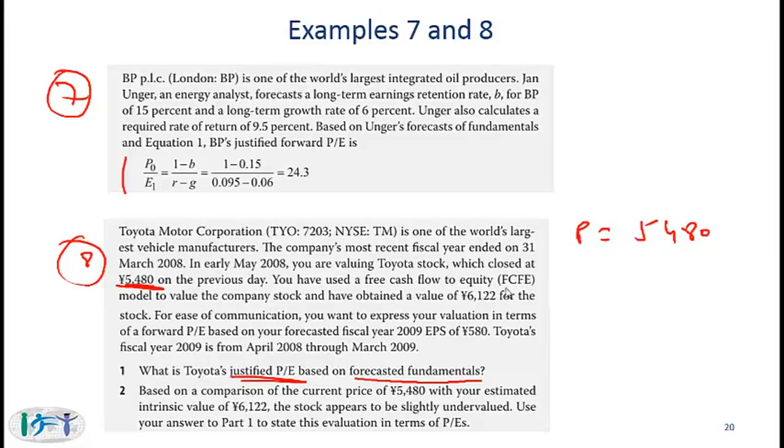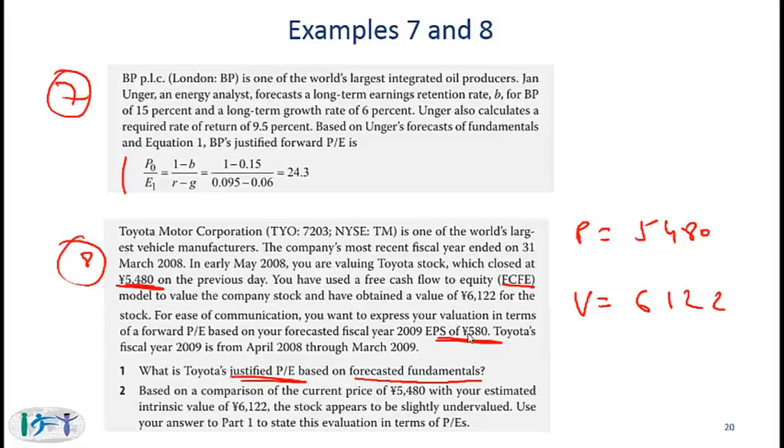And are we given the FCFE? So you use an FCFE model, and based on FCFE, the value is 6122. And what else are you given? Are you given the EPS? You are given the EPS of 580.